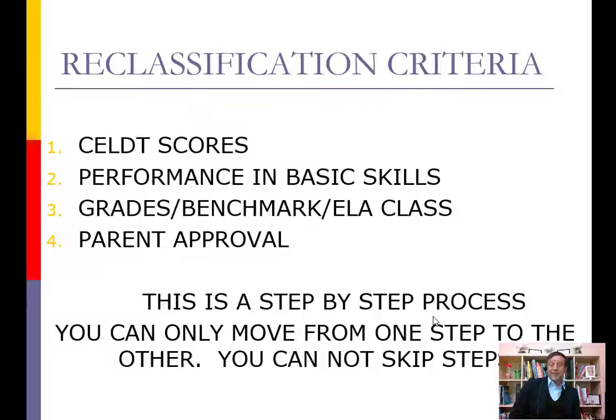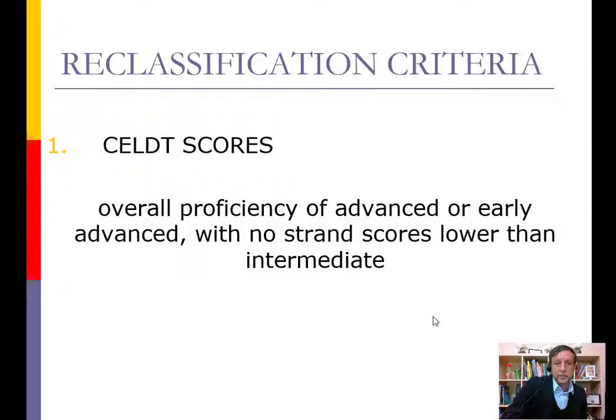This is a step-by-step process. So if you see numbers 1, 2, 3, and 4 on your screen, you'll see that you can only move to final redesignation if you meet the CELT scores threshold, and you can only move to the next step, which is performance and basic skills. If you meet that threshold, you can only move to step 3 if you meet the threshold for performance and basic skills, etc. You cannot skip steps.